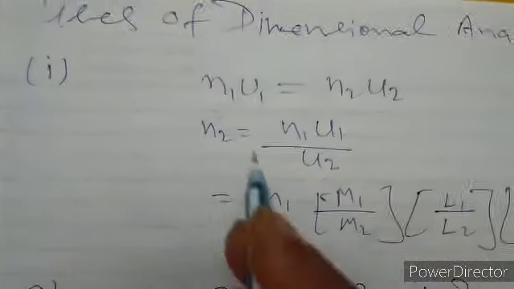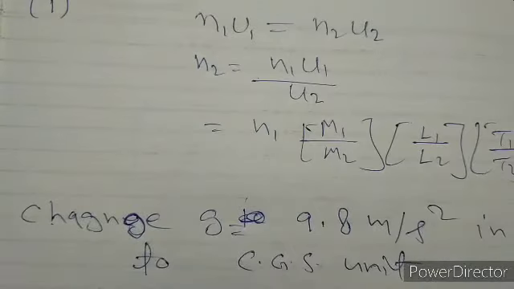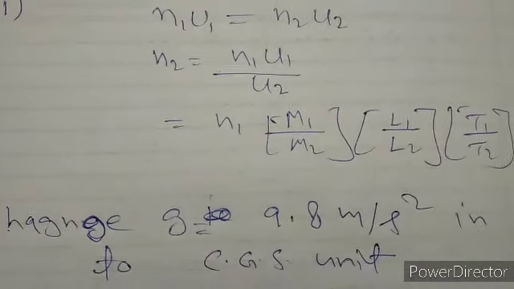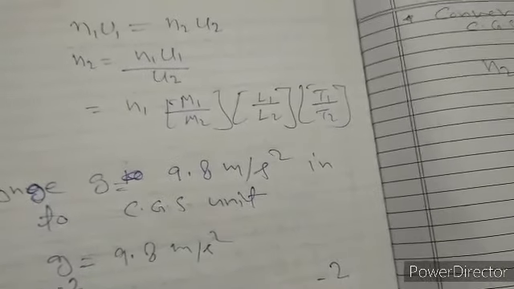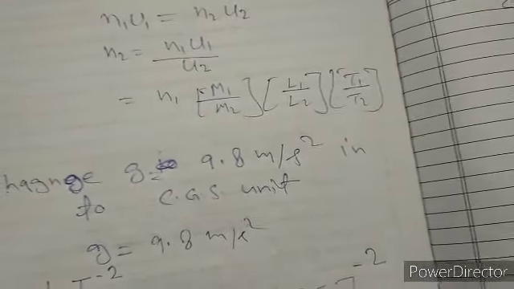The second use: we can change one system of units into another one. That means we can change the MKS system to the CGS system. The MKS system is meter, kilogram, second. The CGS system is centimeter, gram, second.